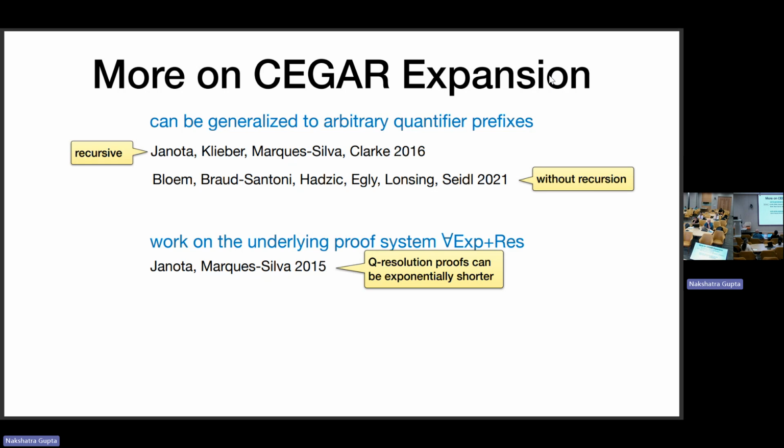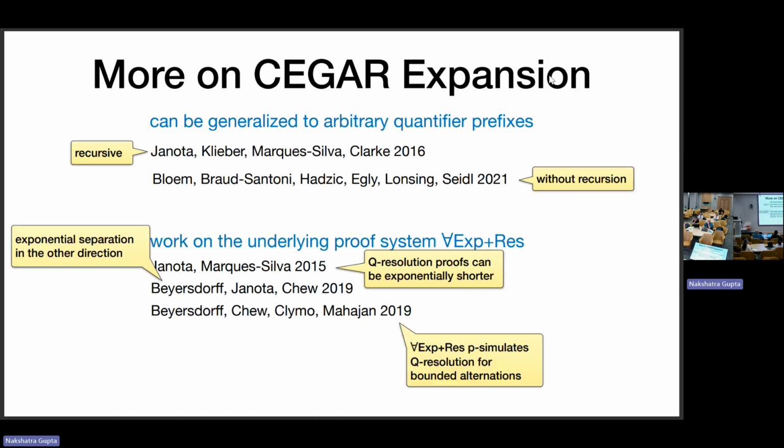In particular, there are exponential separations both ways, right? There are classes of formulas where Q-resolution, quantified CDCL, does much better than CEGAR expansion. There are classes where CEGAR expansion is a lot better.